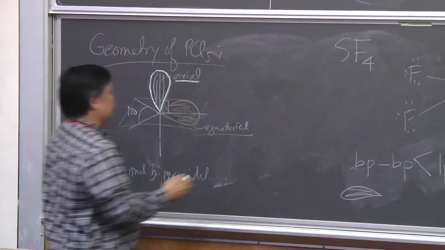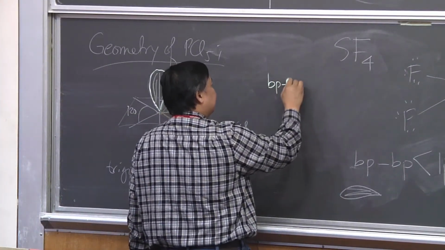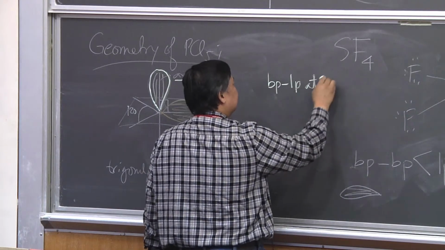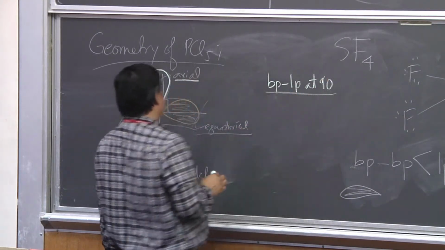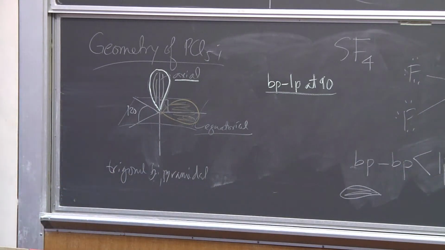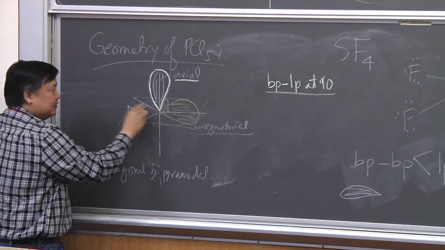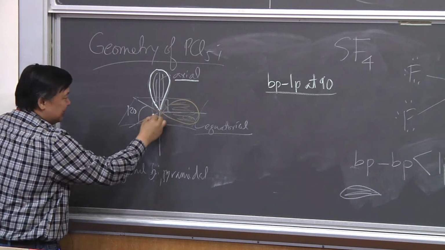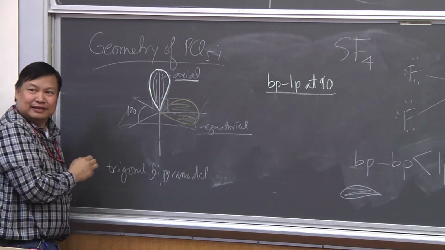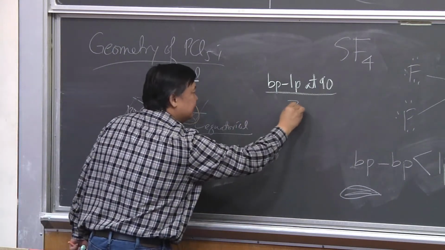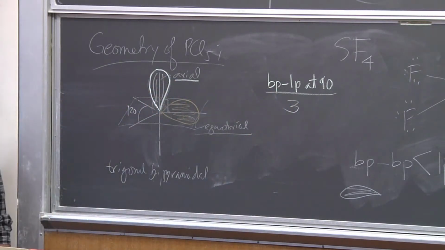How many bonding pair to lone pair repulsions are at 90 degrees? You sure? Oh, you're going the wrong way. Can you see it? So here's my lone pair, and here's my bonding pair. So that's 1 at 90 degrees, 2 at 90 degrees, 3 at 90 degrees, right? So this one will have 3. You follow?